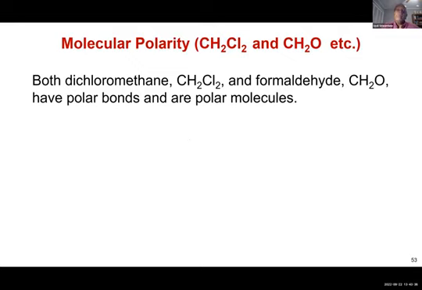This is polar. This is polar. Why? The chlorine bond is polar, carbon hydrogen bond is non-polar. These two are polar. The negative end is on here. Positive end is here. Negative end is here. Positive. So they add up.